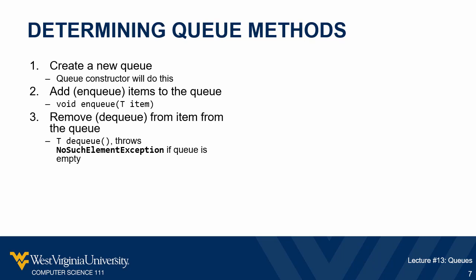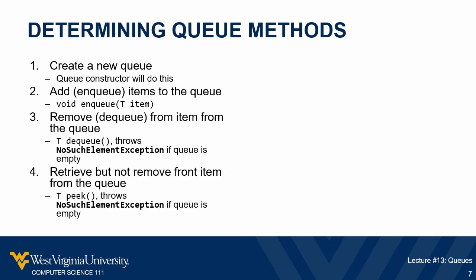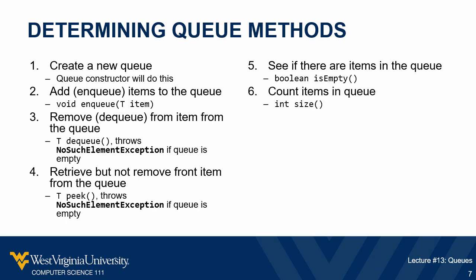I'm also going to include a peek method that'll allow us to see what's at the front of the queue without actually removing it. This method is also going to throw no such element exception if there is nothing in the queue. I'm going to have an isEmpty method that'll allow me to see if there's anything in the queue. So return a Boolean value. I'll also have a size method that's going to return an int telling me specifically how many things are in the queue. The last method that I'm going to provide is toArray, which will return an object array.